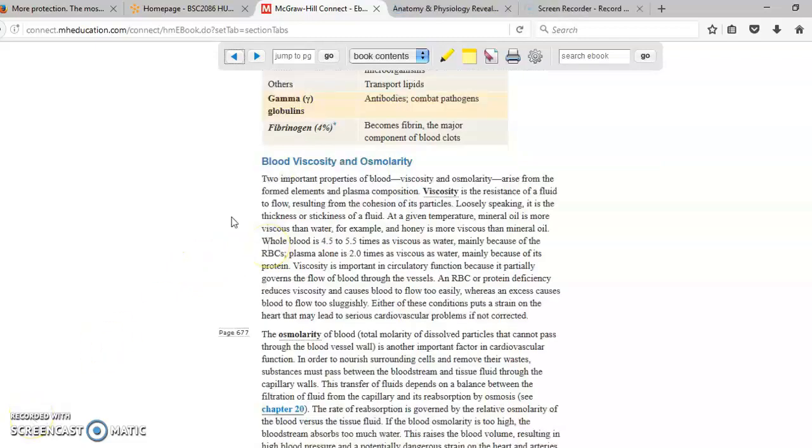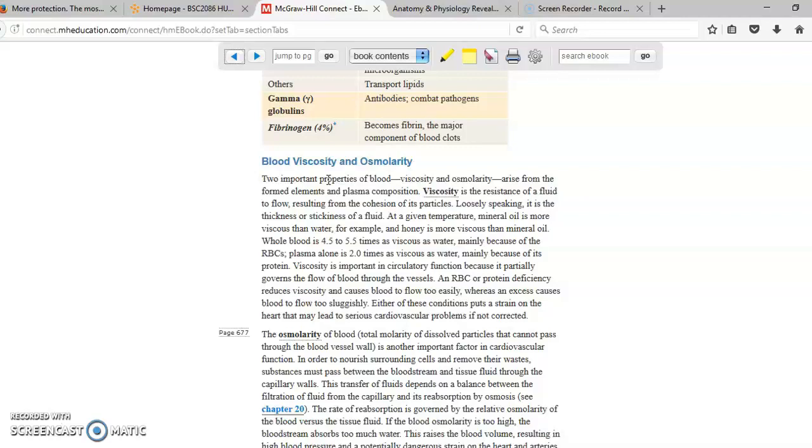Some other important concepts related to blood. One of them is blood viscosity and the other one is osmolarity. Blood viscosity has to do with the resistance of a fluid to flow. One condition in which the blood viscosity can be reduced is in the case of anemia, for example. A low number of red blood cells reduces the viscosity. A case in which you can have an increase of viscosity is when you have way too many red blood cells. This is called polycythemia.